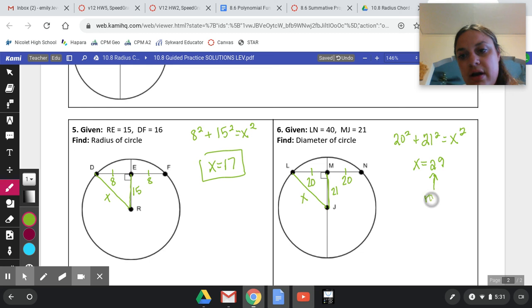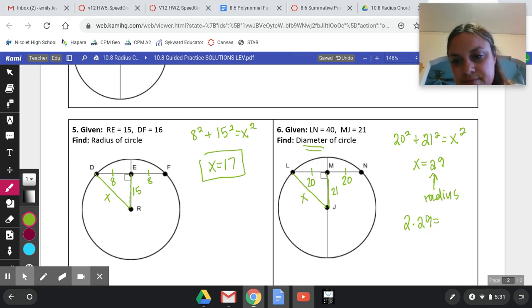But I don't want the radius of my circle. I want the diameter of my circle. So what do I need to do? Multiply it by 2. So 2 times 29 is equal to 58. So this right here, my friends, is your diameter.